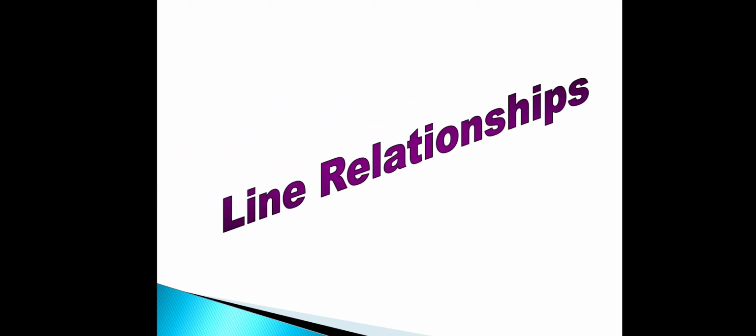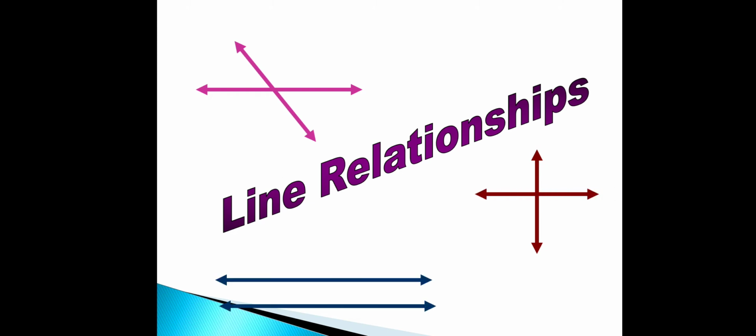Line relations. We have three relations between two straight lines: first, parallel; second, intersecting; and third, perpendicular. First we will take parallel lines.